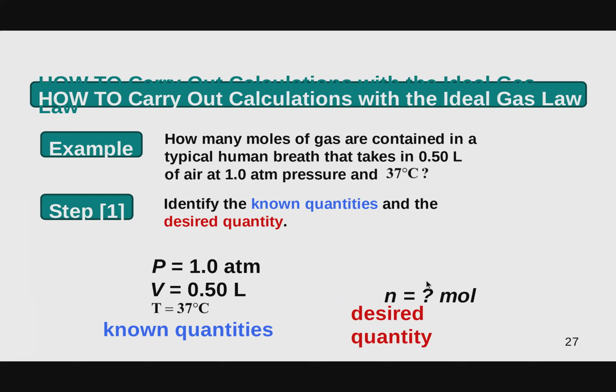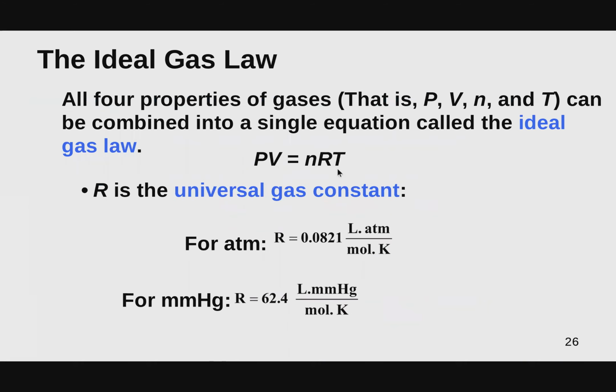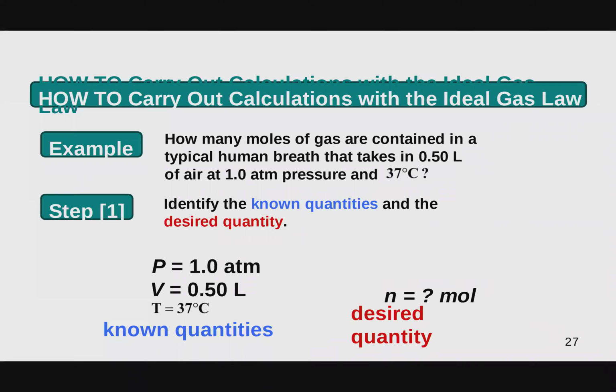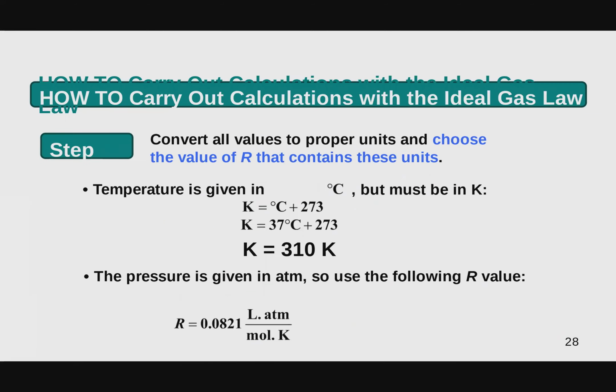That's what the question is asking us. We need to solve for N. So we have our equation PV equals nRT. We have pressure, we have volume, we have R because that's constant, and we have temperature. We're just simply solving for N. So all we need to do is just plug these into our ideal gas equation.